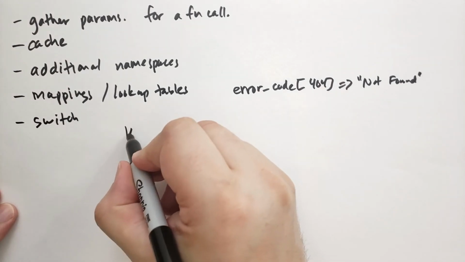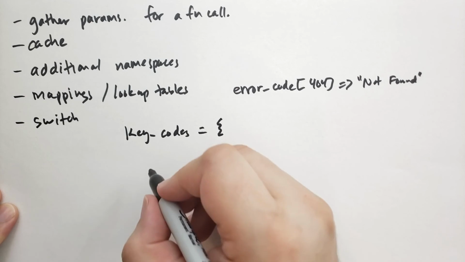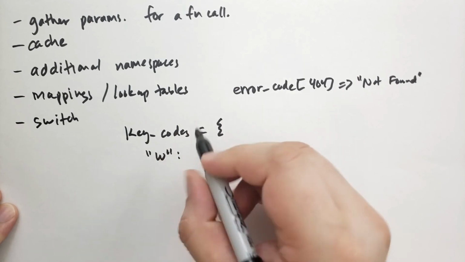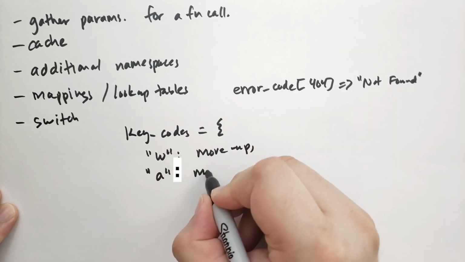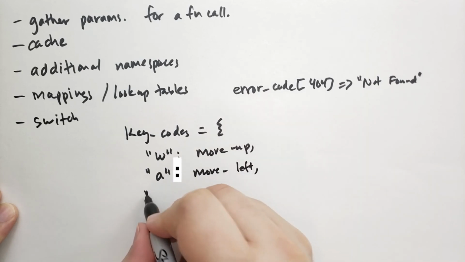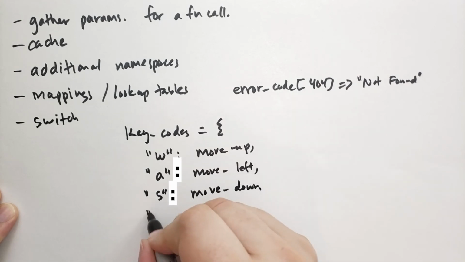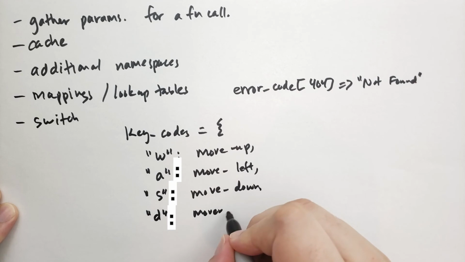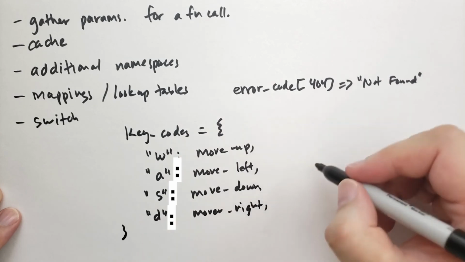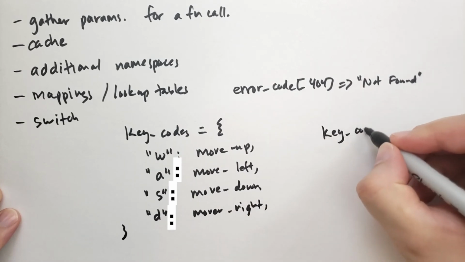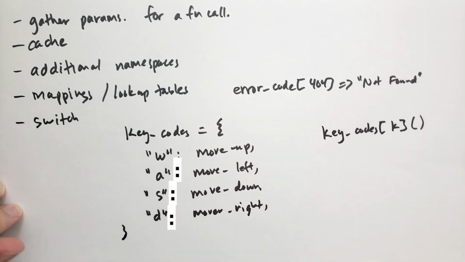A good example of that might be in some video games. You might have in your event loop there, when they press a key, you might have a mapping of what the keys are supposed to do. So if they pressed W, that's supposed to move the character up. If they pressed A, that's supposed to move left. And if they pressed S, that's move down. And then D will move them to the right. And you can remap these keys however you want. And when you go inside the event loop, what you can do is you can call key codes with the key that was pressed, and then you can execute that, and the code will be run.